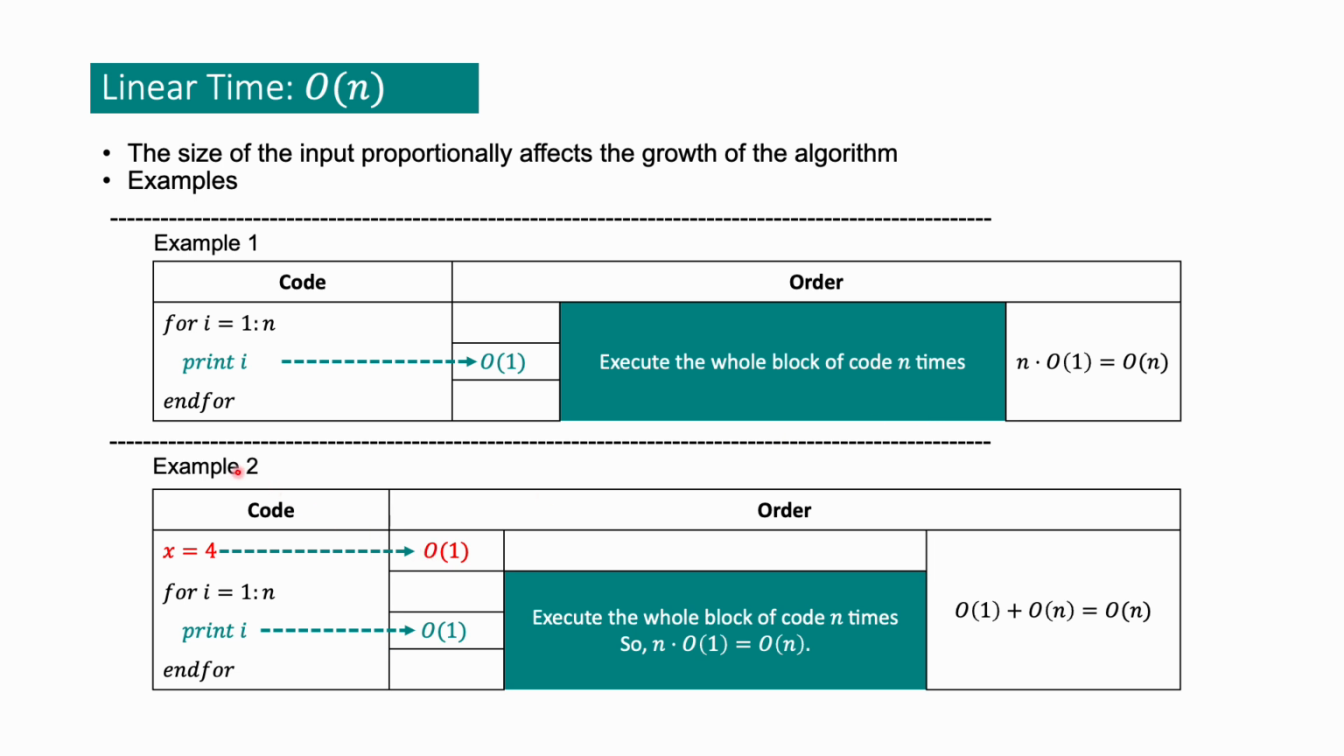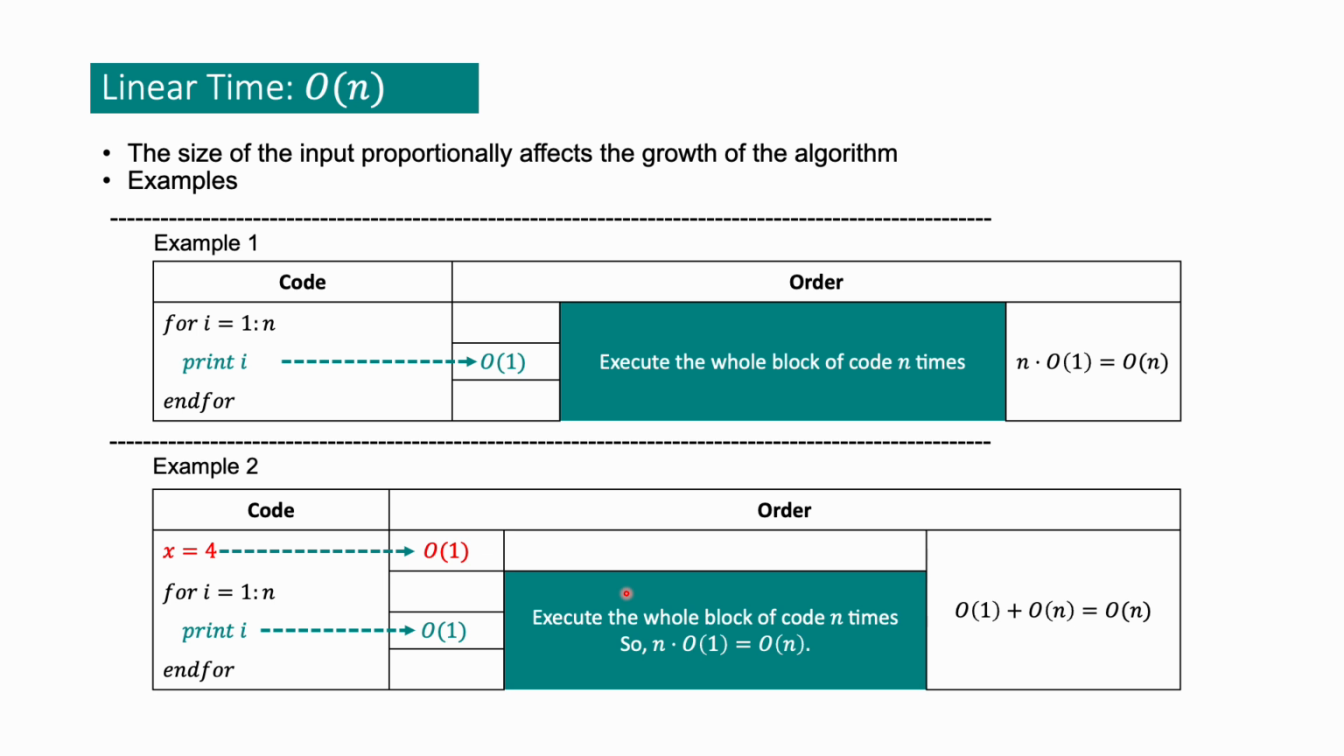Similarly, for number 2, the first line is value assignment, so that's O of 1. Then the next block is similar to example 1, which is O of n, right? So this is O of 1 plus O of n. O of n is unknown, it's a variable, so it's bigger than O of 1. So when you add them together, O of 1 becomes negligible. So in result, we have O of n.